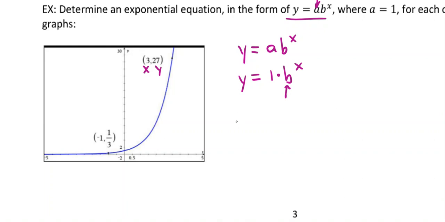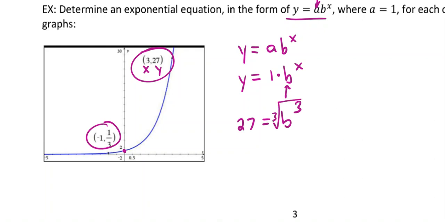So our y value was 27. And I'm just going to ignore the 1 because it was 1. So we'll use that point. We could have used this one too; it should work out to be the same. So 27 is equal to 1 times b to the power of 3. If you were going to solve for b in this case, what would you do? Take the cube root of both sides. So b is equal to 3.